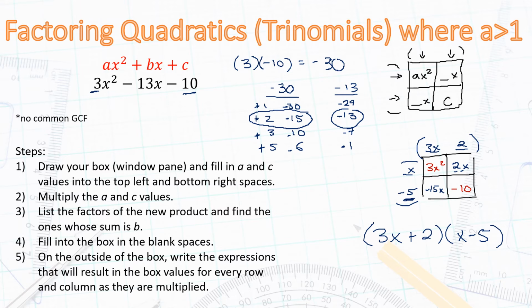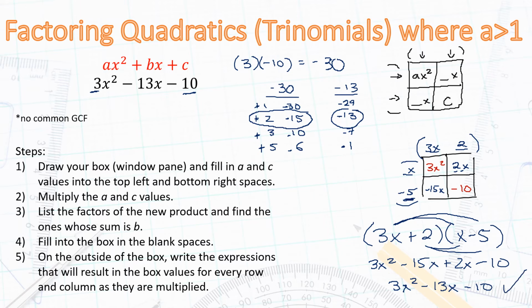And like always, check your answer to make sure. So 3x times x, 3x squared. 3x times minus 5, minus 15x, plus 2x, minus 10. So that's 3x squared minus 13x minus 10, which matches my original question, so I am happy with my answer.